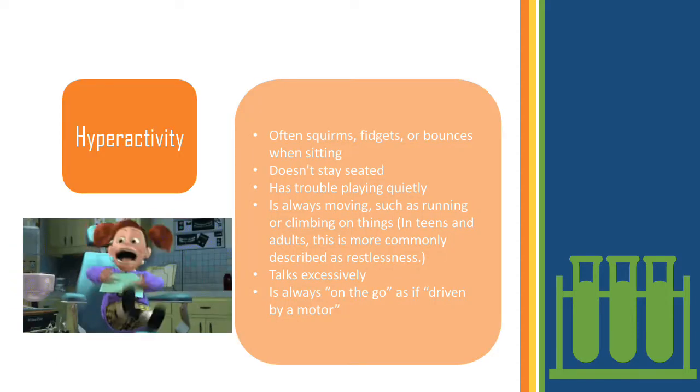The second one is hyperactivity. The child often squirms, fidgets, or bounces when sitting, doesn't stay seated, has trouble playing quietly, is always moving, such as running or climbing on things, talks excessively, and is always on the go, as if driven by a motor.